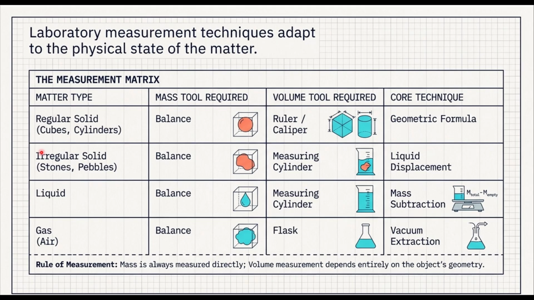And what about irregular ones like stones, pebbles, etc.? We can use a balance, and we'll be using the measuring cylinder. Okay. So we'll use the liquid displacement method. How much liquid will be thrown out, or overflowed. And then for liquid, we will also use a balance and measuring cylinder. Mass subtraction will be used. And for air, the tool is a balance and we'll be using a flask. Vacuum extraction is the technique.